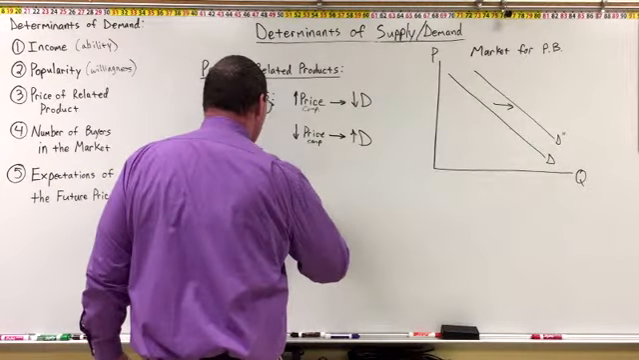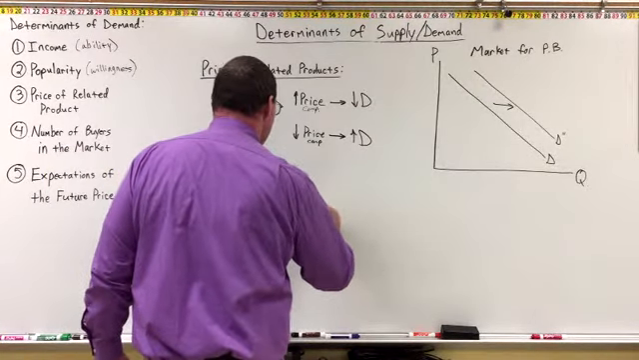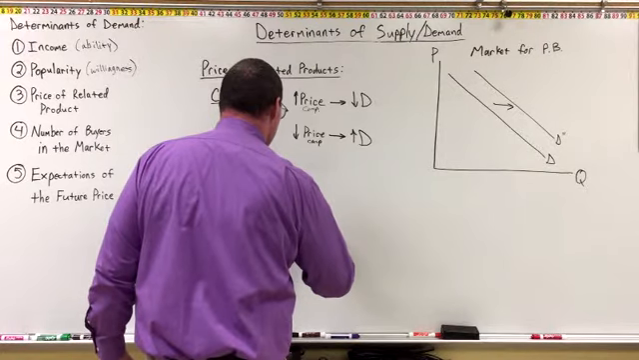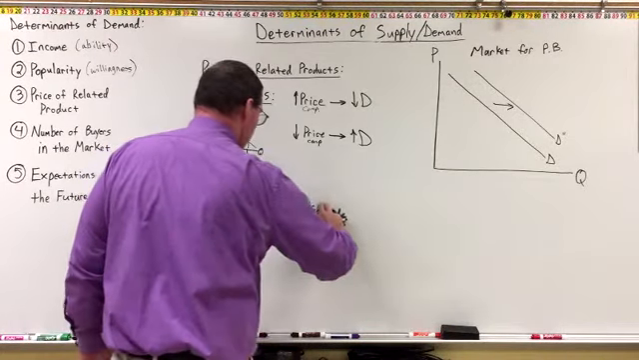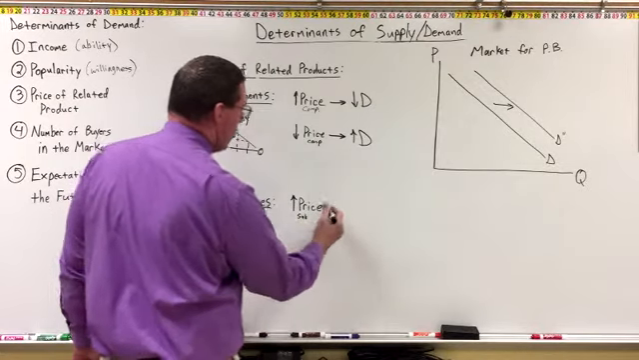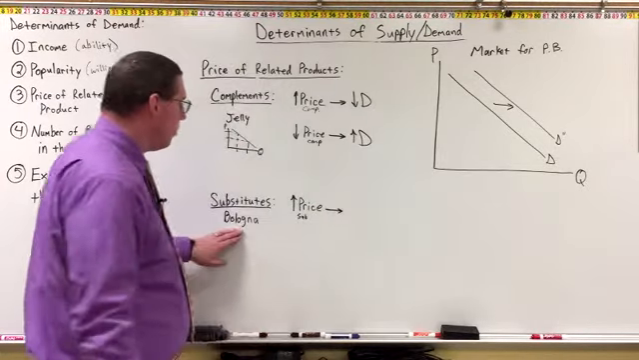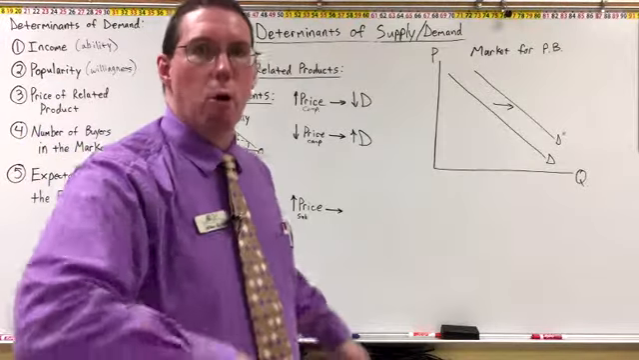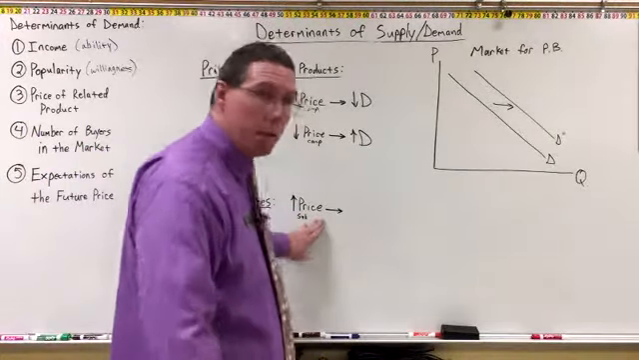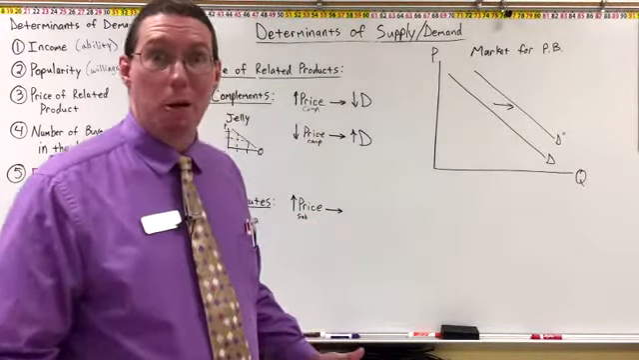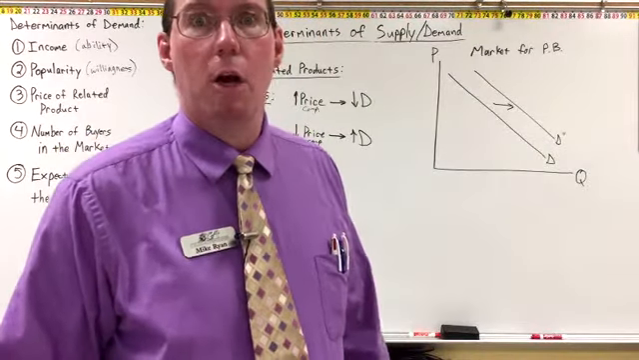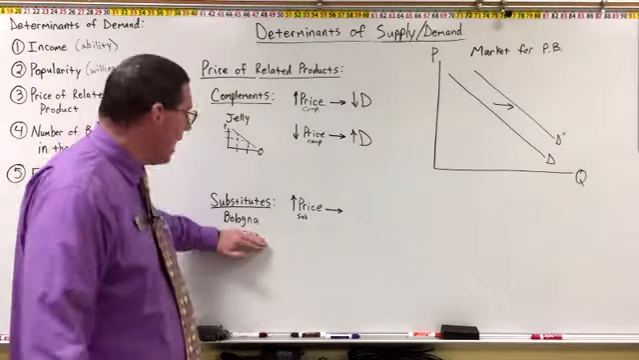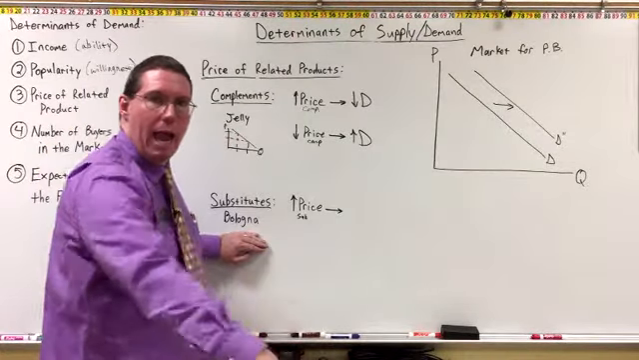So what happens when the price goes up? If we have a price increase on a substitute, an increase in the price of a substitute product, well, are people going to buy more bologna or less bologna when the price goes up? They're going to buy less bologna, right? They're like, oh man, the price of bologna went up. I can't buy as much of it, so I'm not going to buy as much bologna. So the quantity demanded of bologna is going to go down.